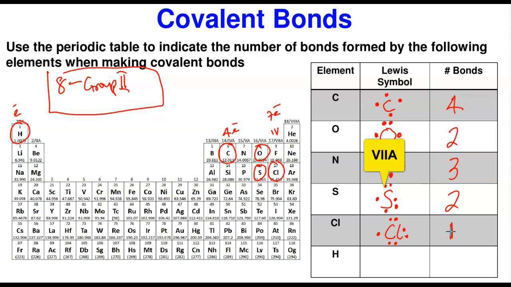And what about hydrogen? Hydrogen wants to look like helium, which has 2, because it has only 1 electron. So what hydrogen will do is that it will only gain 1 electron. Hydrogen will gain 1 electron to become 2. So hydrogen only forms 1 bond.